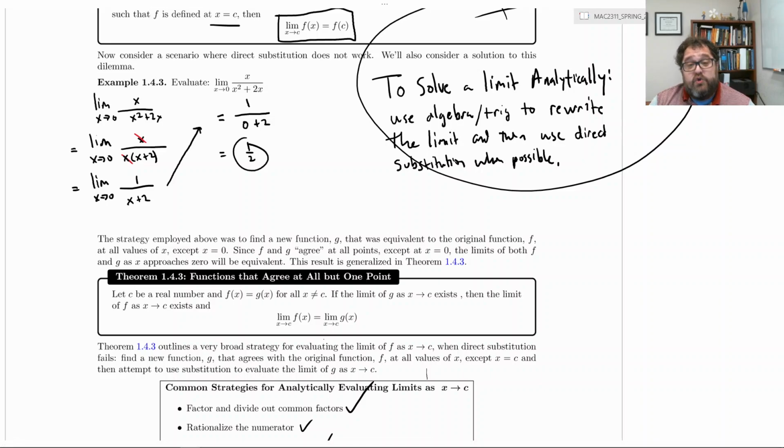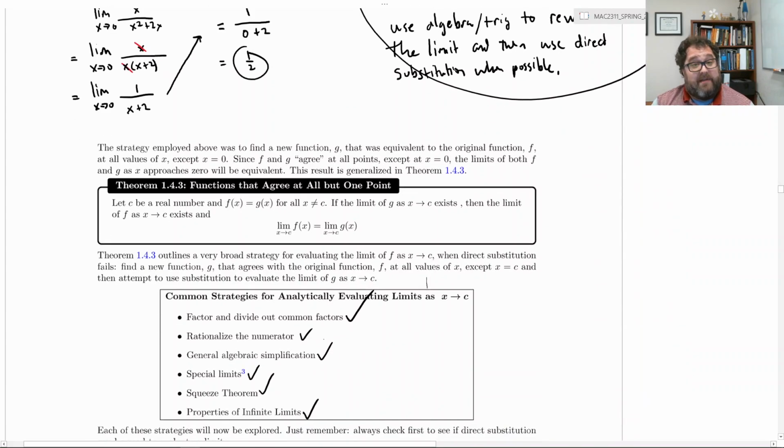It says if you can find a new function where that new function agrees with the original function everywhere except for at the value x equals c, then their limits are equal. And if their limits are equal, and g has a limit that you can take via direct substitution, well then that's the key. That's the takeaway here: if you can rewrite the function and get some new function, which we're calling g, and you can use that function with direct substitution, then that limit will be equal to the original limit. Here, let's look at the graph, and I'll show you with the example above why this works.